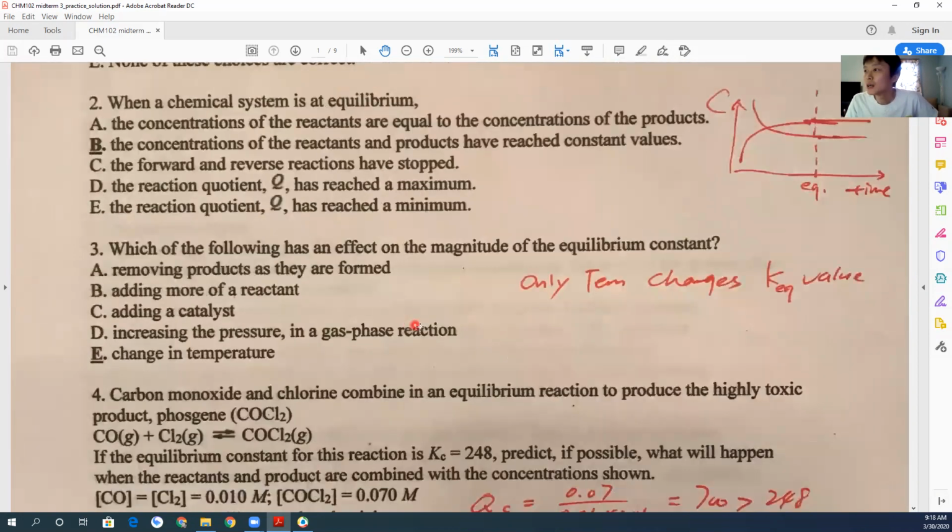So number three, which of the following has an effect on the magnitude of an equilibrium constant? I mentioned that only a change of temperature will change the magnitude of an equilibrium constant, or the K value. All the other choices change the equilibrium position, meaning more reactant or more products are produced. Those changes will change the equilibrium position, but will not change the magnitude of the equilibrium constant. So we have to be careful with that.